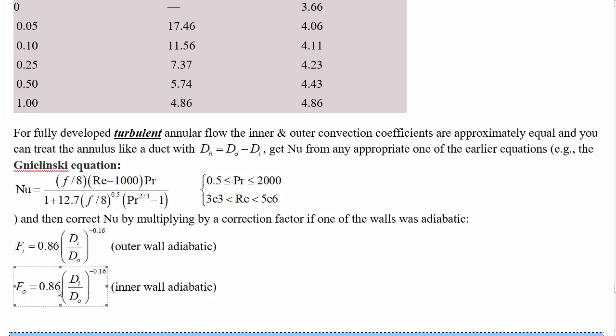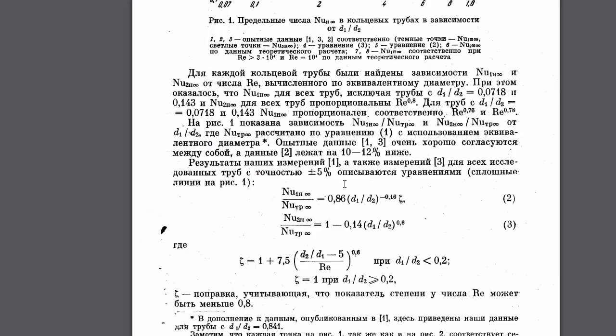Now, it's a little bit strange that these two correction factors are exactly the same. So just to check, I went and looked up this Petukhov and Roizen paper that these equations came from, and here it is. I'm not quite sure exactly what this is talking about, but I think it says that there's maybe like a 5% difference if you use these different correction formulas. And anyway, it looks like the second correction formula is actually supposed to be different from the first one, and the book is dropping the factor of this zeta term there, which looks like it should be 1 plus 7.5 d2 over d1 minus 5 over the Reynolds number.